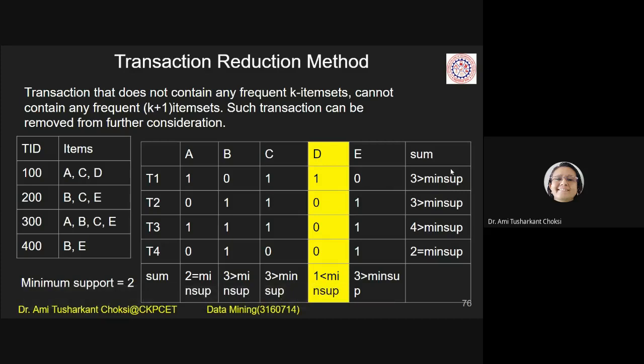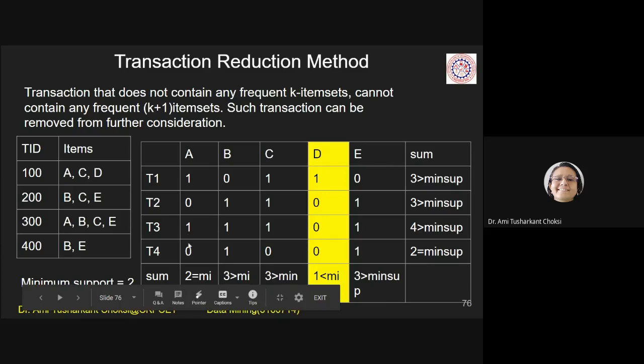So now what we check is this sum. If it is greater than or equal to minimum support, it is fine. Fine means what? We'll see a bit later. For this T2 transaction, 1, 2, 3, that is 3, greater than minimum support. 1, 2, 3, 4. 4 is also greater than minimum support. For this T4 transaction, 0, 1, 0, 0, 1. So the total is 2. That is equal to minimum support, right?